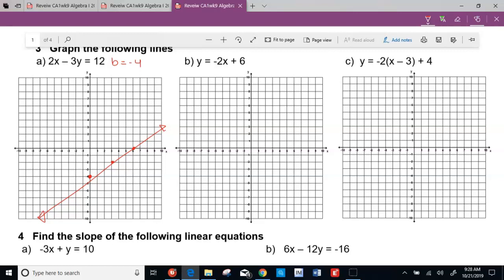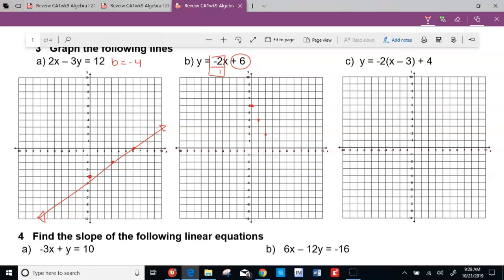Next, we already have an equation in slope-intercept form. Our slope is whatever number's in front of x: -2, which I'll make a fraction, -2/1, and +6 is my y-intercept. So I go to +6, 1, 2, 3, 4, 5, +6. My slope is -2/1, which means down 2 squares, right 1.